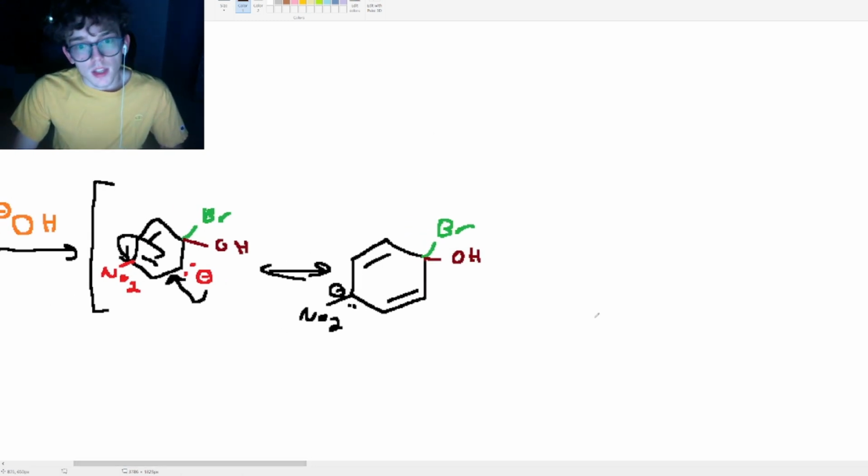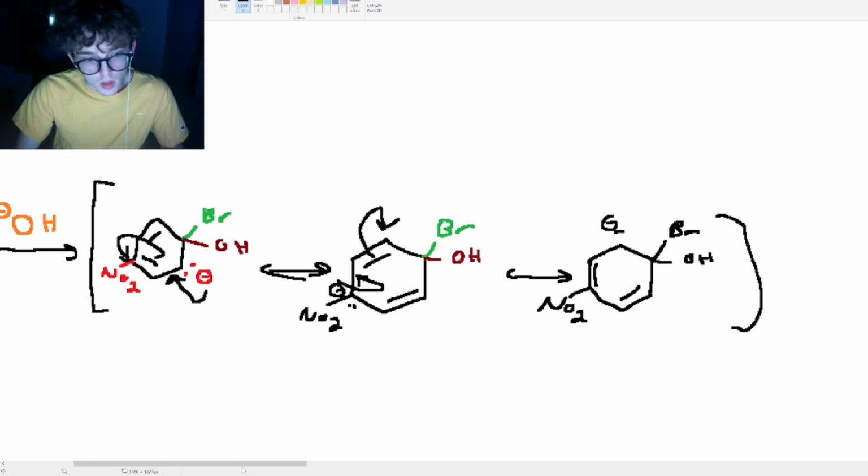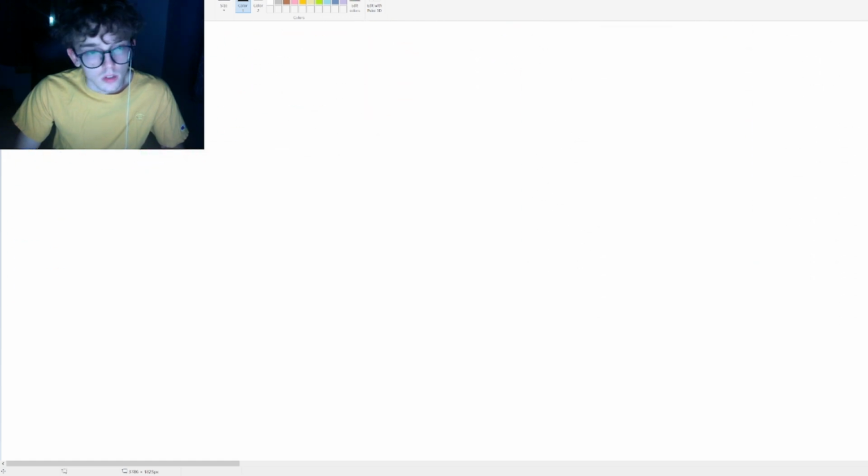Let me shift the page over here a little bit. So we have this, and then let's now draw the last resonance structure, which is these pi electrons go here, and we get a negative charge here. So we have our bromine and our hydroxide. And we have our NO2 group and these pi electrons. Alrighty, so I'm going to scroll down here to continue.